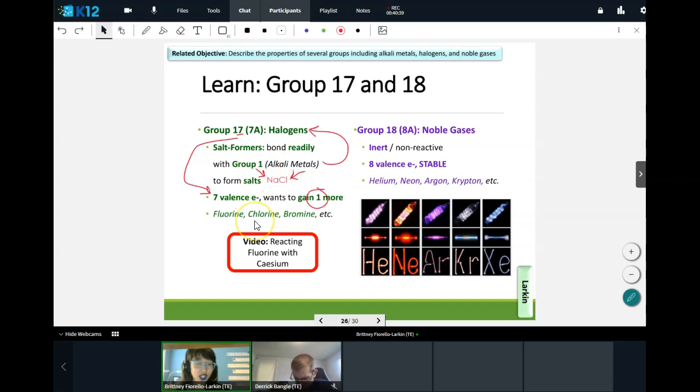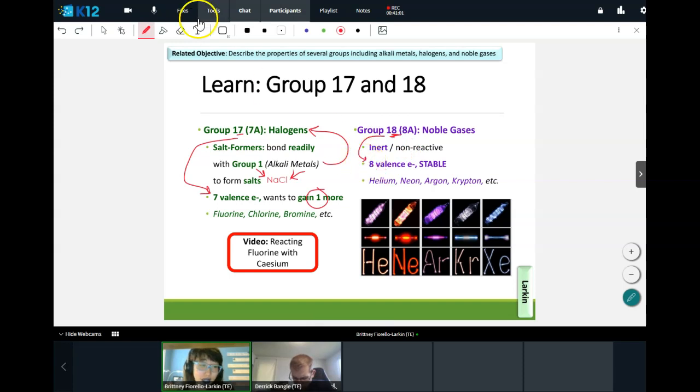Again, the word halogen actually means salt formers. That's where that comes from, the ancient Greek for salt formers. Excellent. So that includes fluorine, chlorine, and bromine. And again, group 18, we are really familiar with. That's our noble gases. Group 18, they have all 8 of their valence electrons, right? They end with the number 8.